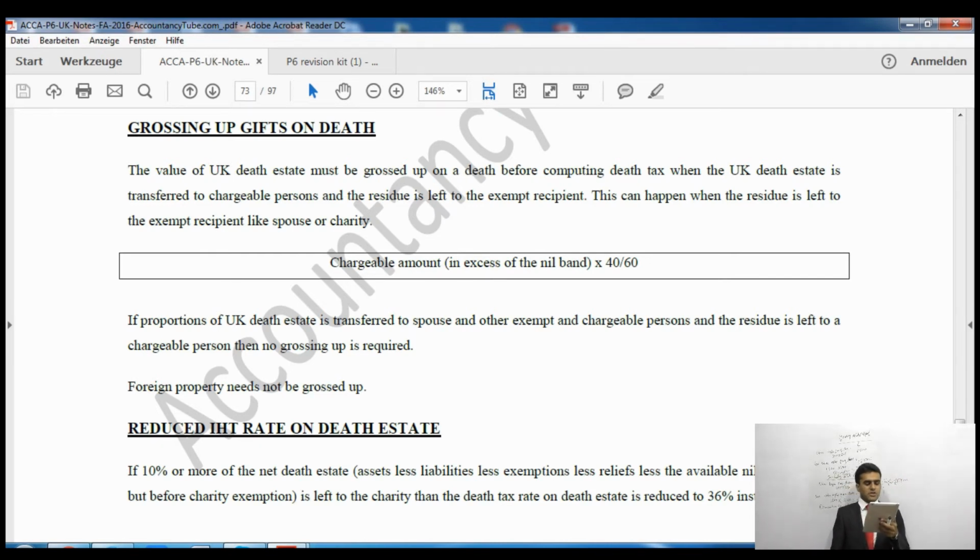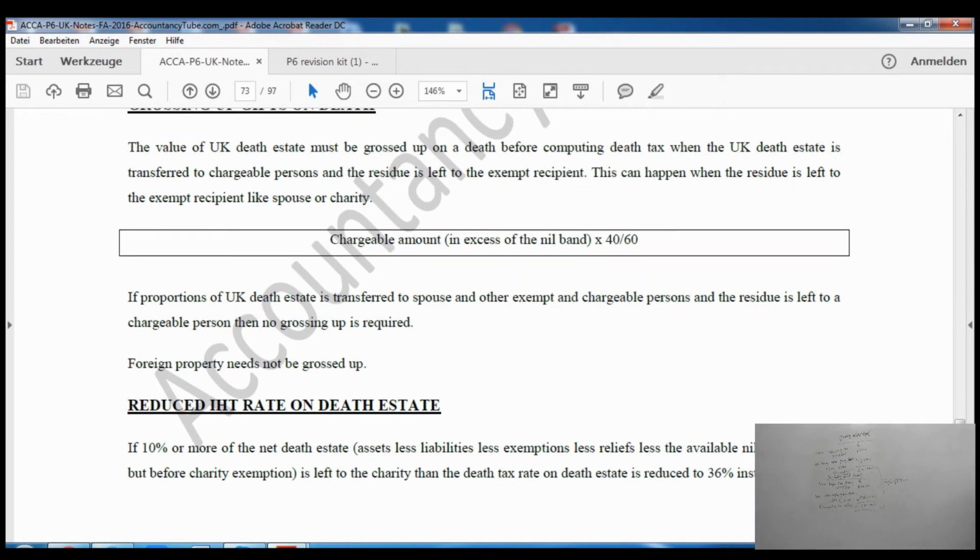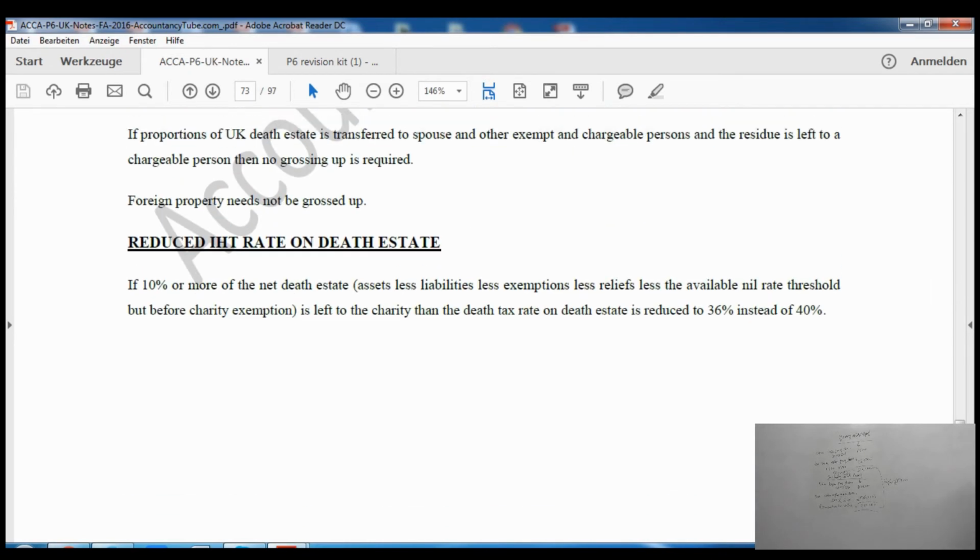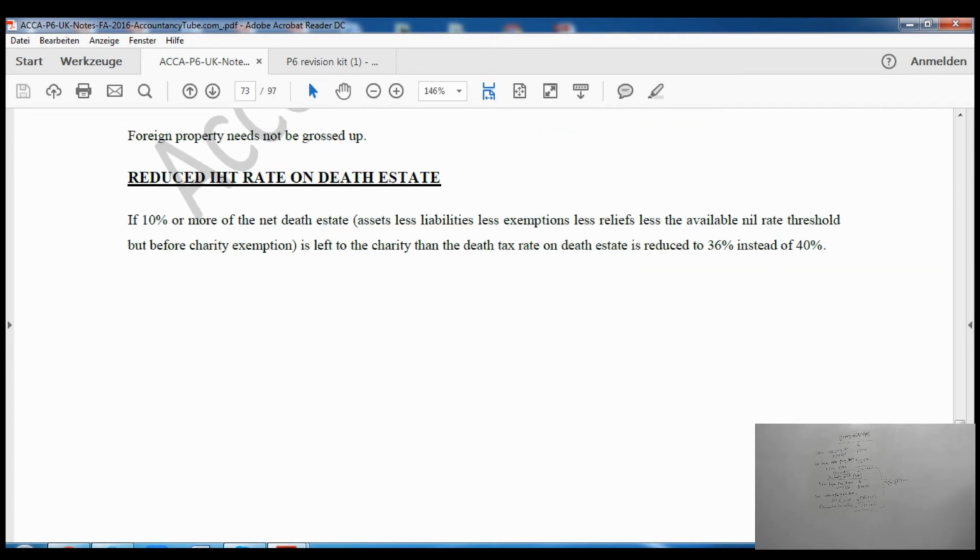How will we gross up? Chargeable amount in excess of the nil rate band multiplied by 40 over 60. That is the way we gross it up, right? Now if a proportion of the UK death estate is transferred to spouse and other exempt persons, and then the residue is left to the chargeable persons, then there isn't any grossing up needed. So if it is the other way around, then there isn't any grossing up needed. Say, for example, if he said that I will give this property to my wife and the remaining property half and half between my daughter and the son, then there won't be any grossing up needed.